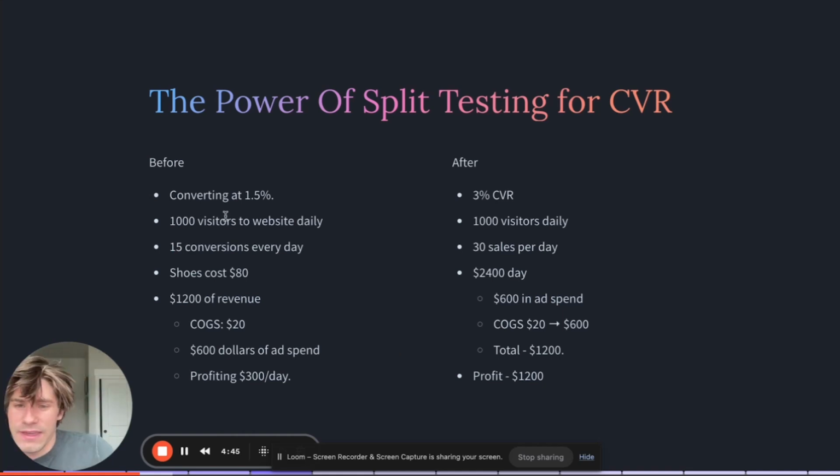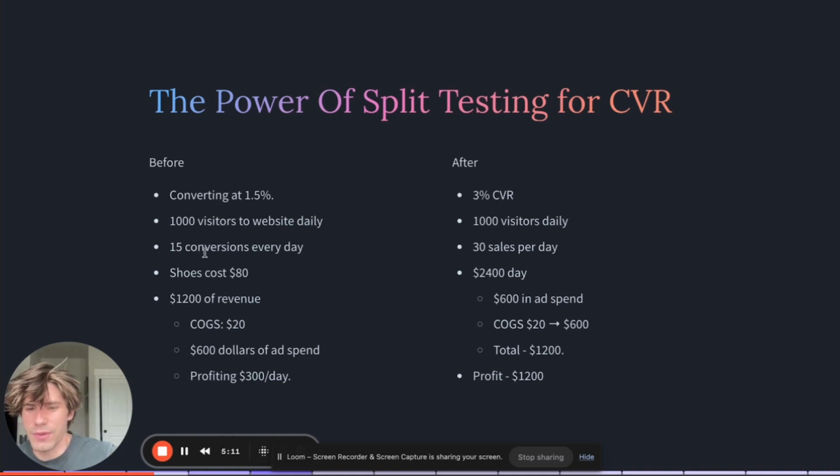So let's get into this. Shoes Galore is currently converting at the industry average of about 1.5%. That's what the average Shopify store converts at. They're sending 1,000 visitors to their website every day. At 1.5%, that's 15 conversions per day, right? Now, let's say these shoes cost $80. So he's selling these shoes for $80.